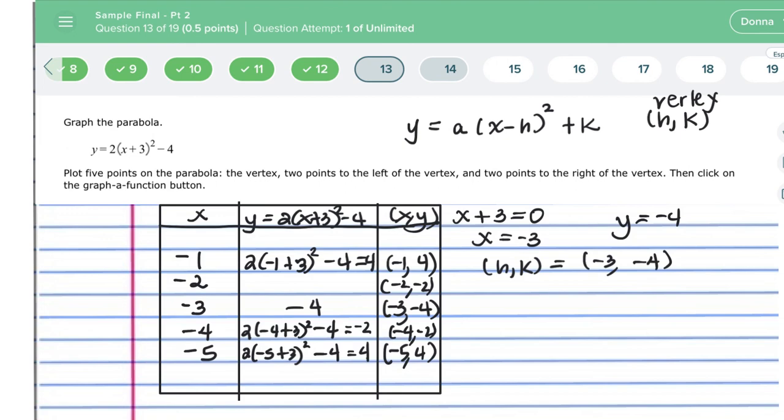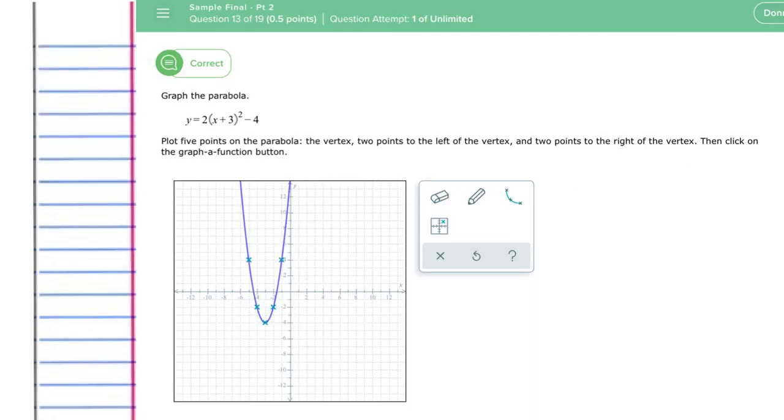So we'll go out and capture that on Alex. And so we see that our graph was correct.